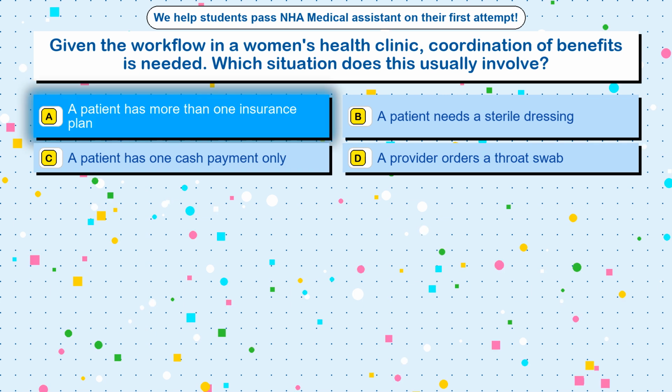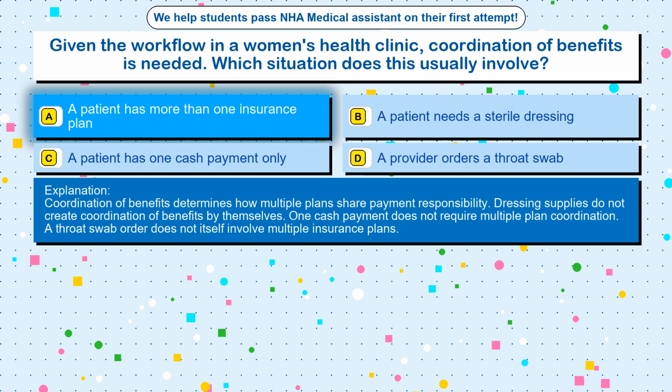The correct answer is option A. A patient has more than one insurance plan. Coordination of benefits determines how multiple plans share payment responsibility. Dressing supplies do not create coordination of benefits by themselves. One cash payment does not require multiple plan coordination. A throat swab order does not itself involve multiple insurance plans.